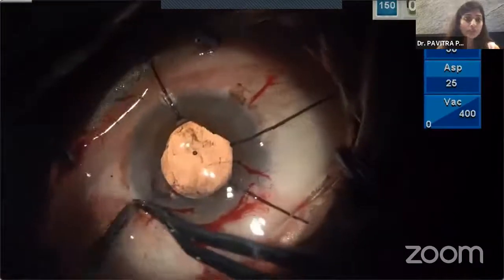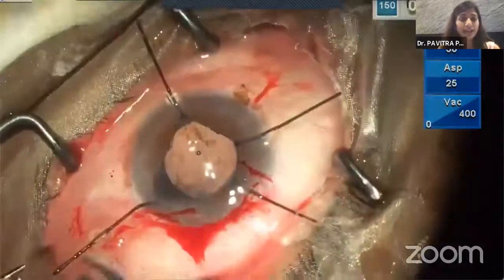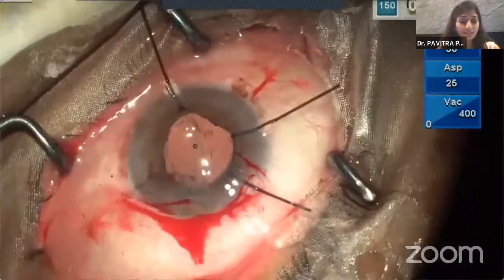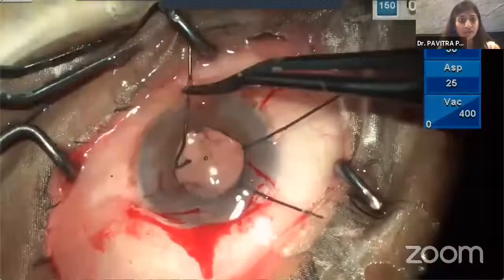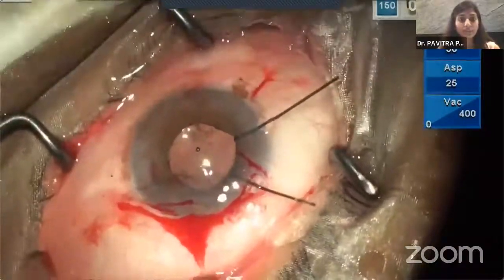And then the capsular hooks were removed, wounds were hydrated, and a single suture was placed at the main wound, which was removed after 3 weeks post-operatively.